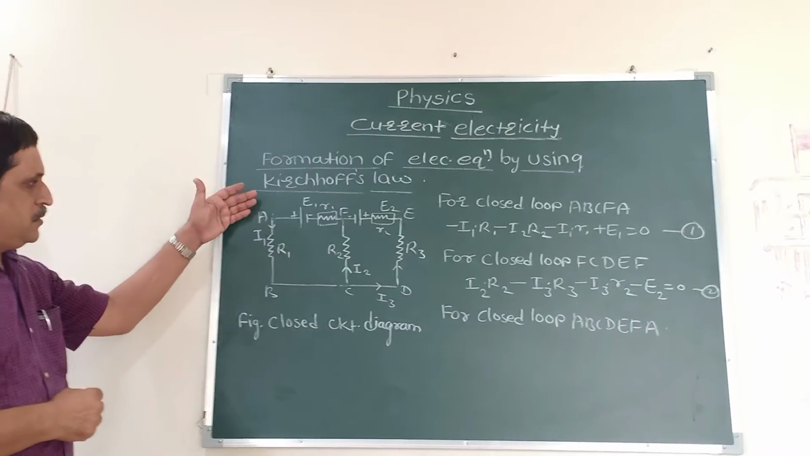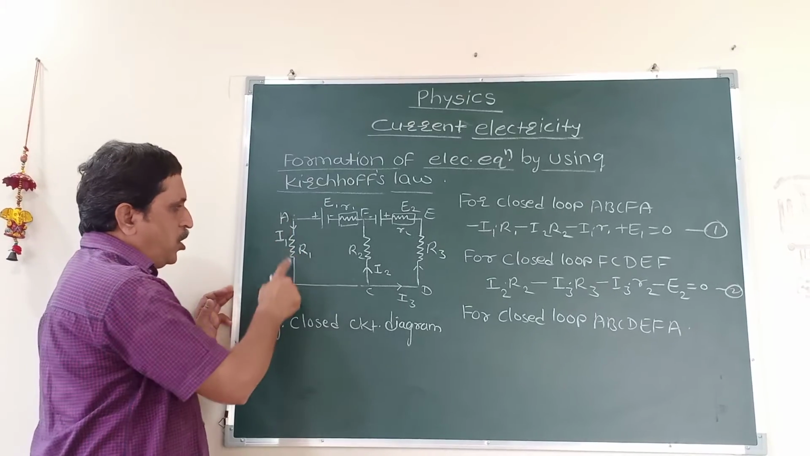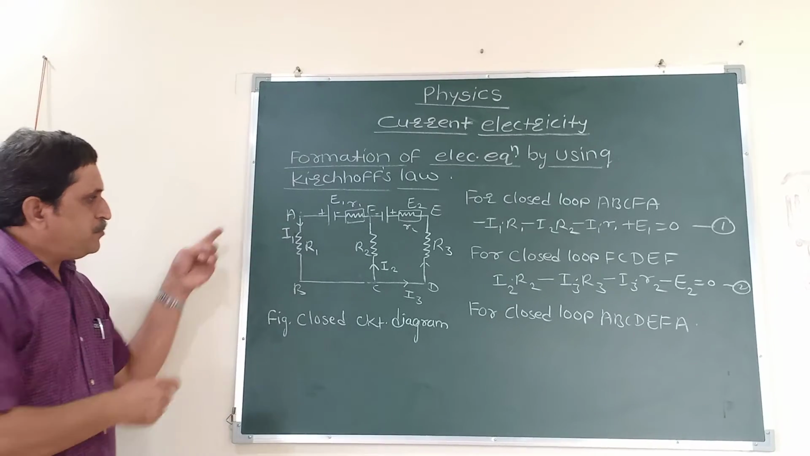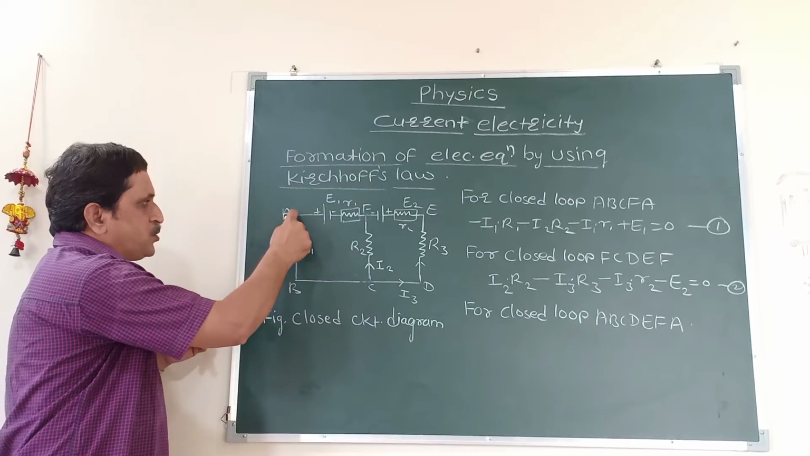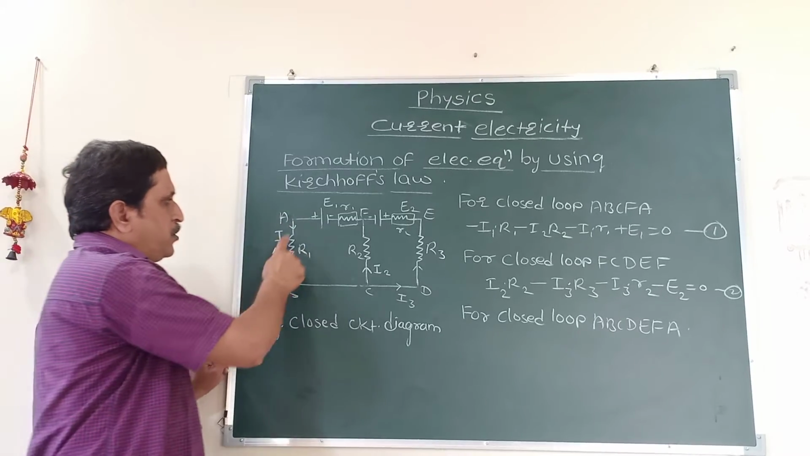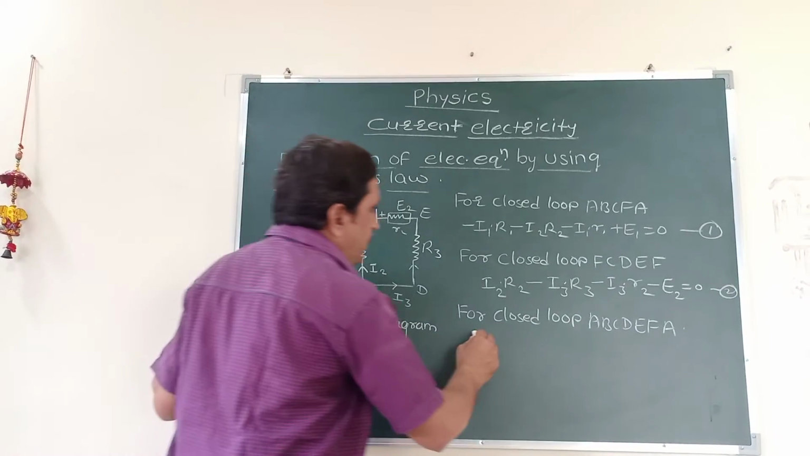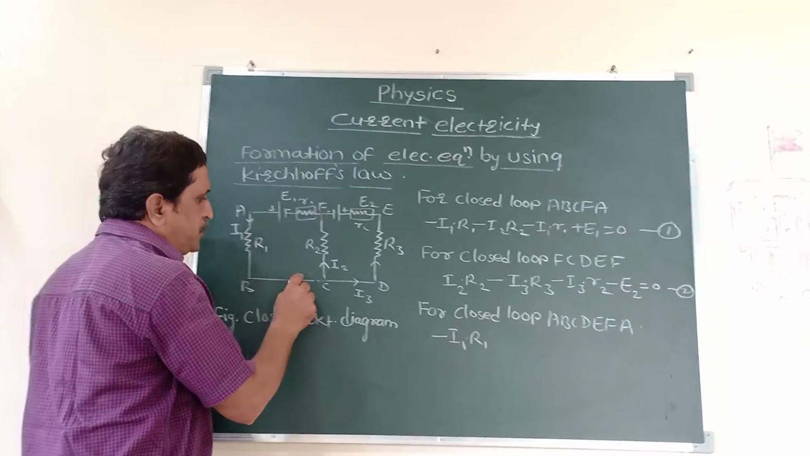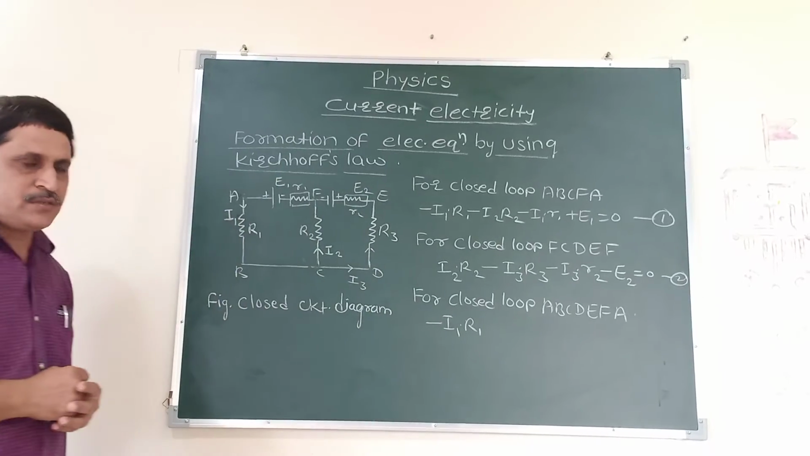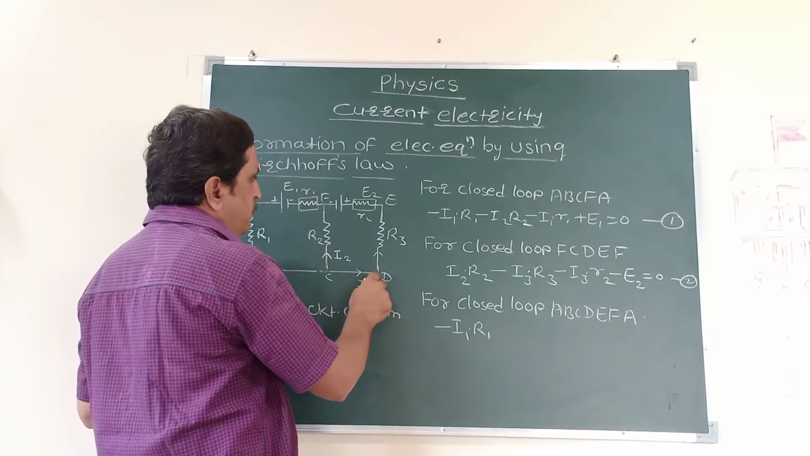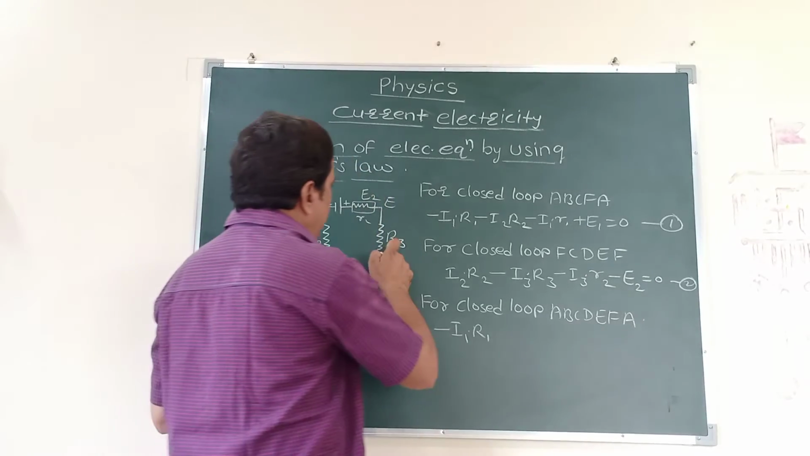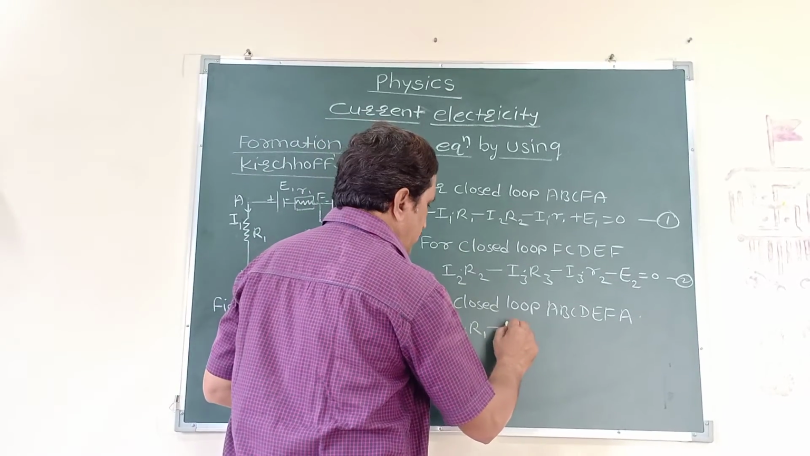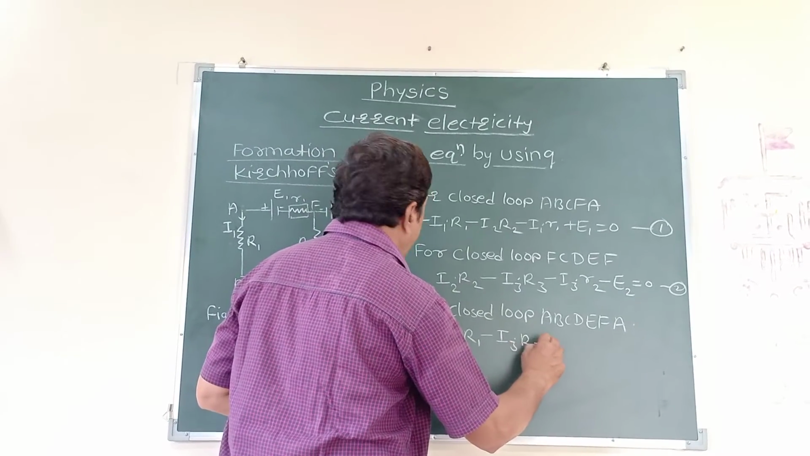Now, again, for this path A to B, is the product positive or negative? It should be negative because current is moving from A to B and the circuit is also traced from A to B. Therefore, if both are in the same direction, then the product should be negative. That means minus I1 into R. Now, for this path B to C and C to D, there is no resistance. Therefore, we do not take a product. Then from point D to E, again same direction for current and loop tracing. Therefore, again product negative. That means minus I3 into R3.